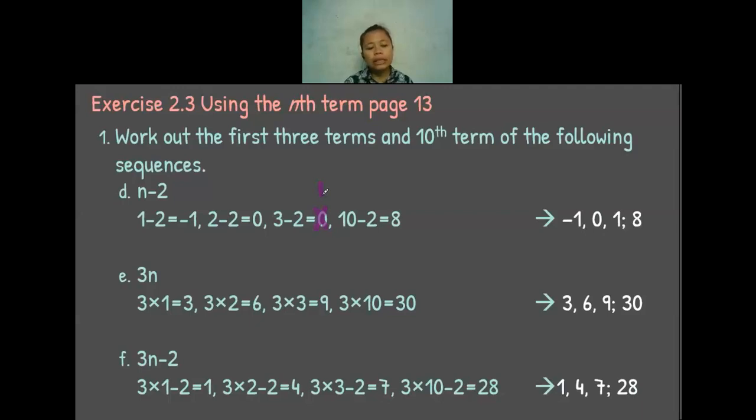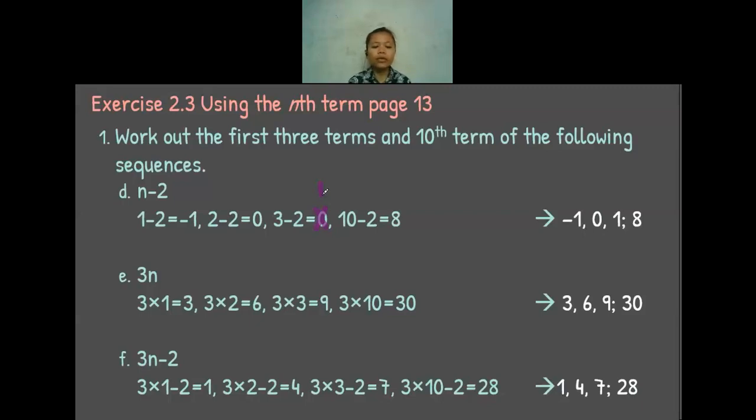And then for question E, 3n. 3n means 3 times n. So when we replace the n with 1, 2, 3, and 10, we will have 3 times 1, 3 times 2, 3 times 3, 3 times 10. That's why here we will have 3, 6, 9, and 30.